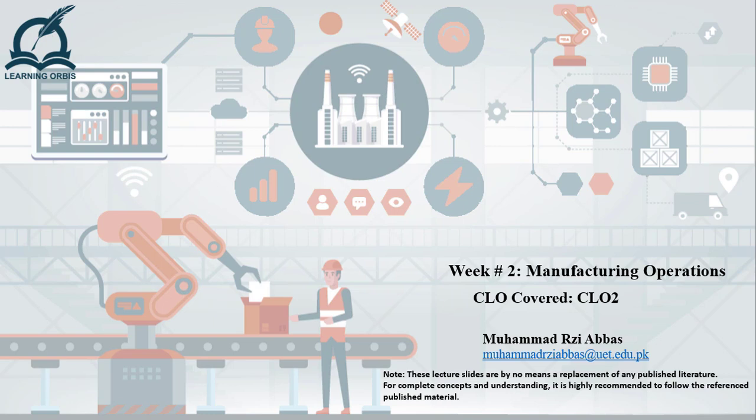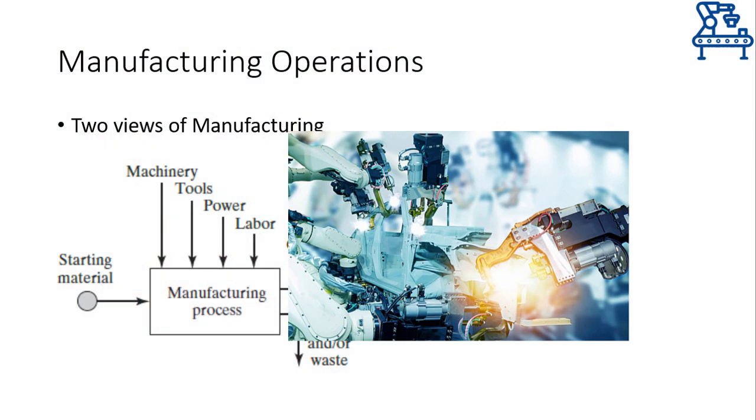So let's dig in. Manufacturing from the top can be viewed in two different ways. In the first way, manufacturing is perceived as a process in which a starting material is modified and influenced through the application of various processes using machinery, tools, labor, etc. And at the end, we have a complete product and some scrap or waste. This view is normally visible from the perspective of a blue-collar employee.